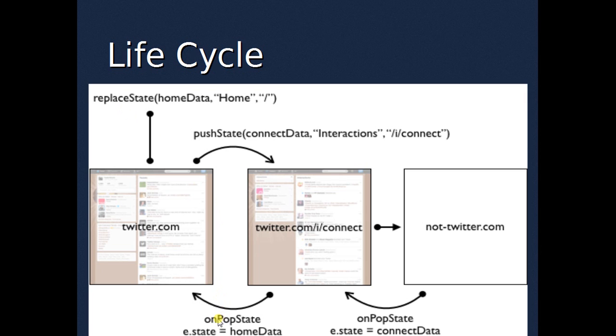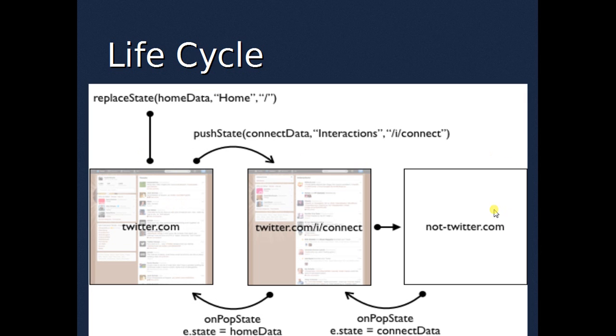So the pop state event triggers and it returns an event. We can use the event parameter, which has a state. The state is what we stored here. So in this page on pop state we'll get the e.state variable, and this will be the home data. Using the home data, we need to recreate the UI for the home page.